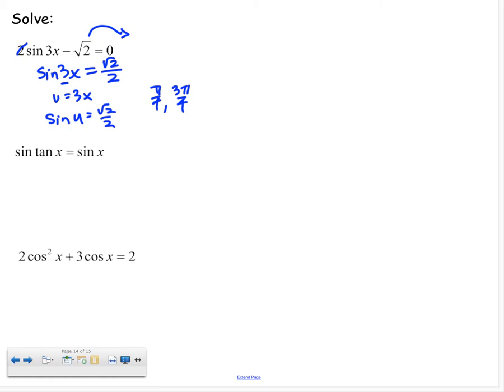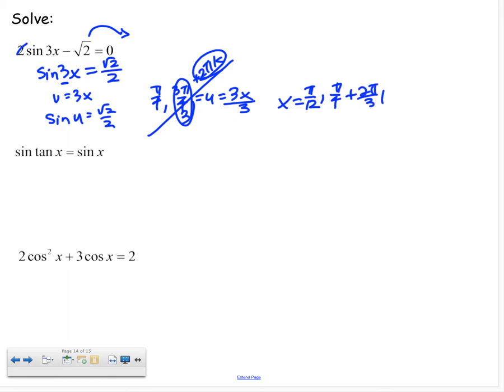But you see how we solved for u. And u is actually equal to 3x. So to get this, now this is plus 2 pi k, right? Sine's period is 2 pi. So I'm going to divide everything by 3, and I mean everything by 3. So when I solve this, I actually get x is equal to pi fourths divided by 3, which is pi twelfths. 3 pi fourths divided by 3 is 3 pi twelfths, which simplifies to pi fourths. And then 2 pi k divided by 3 is 2 pi thirds k. So this was an interesting one. Its solutions are pi twelfths and pi fourths.